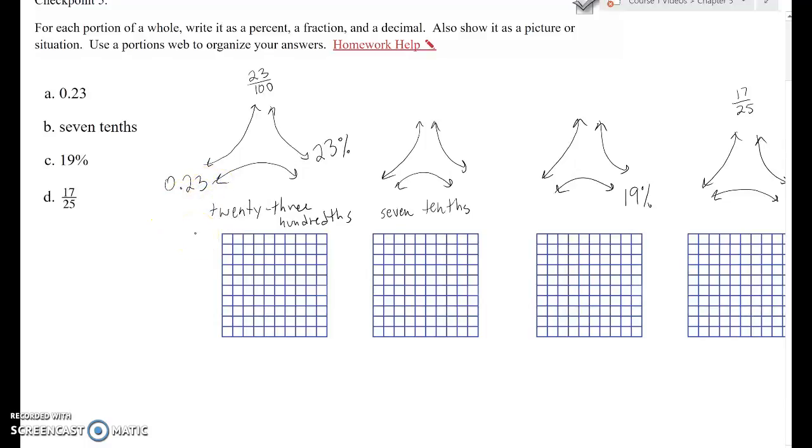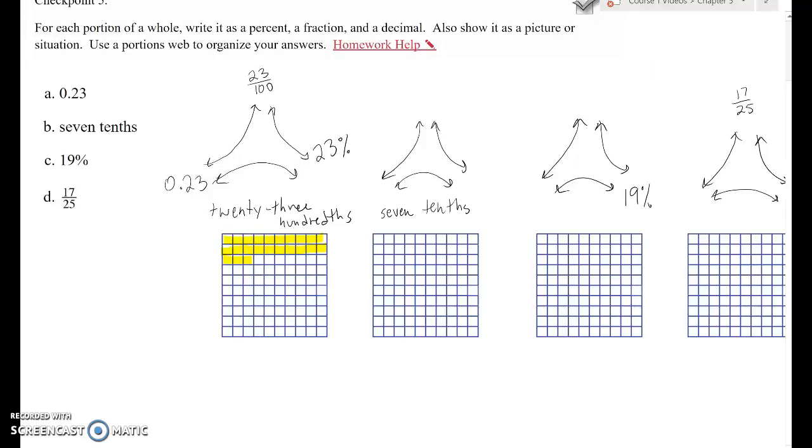And then if I were to fill this in, let's get a highlighter. I want 23%. So here's 10, here's 20, and here's 1, 2, 3. That's 23 out of 100. That's 23% or 23 hundredths.